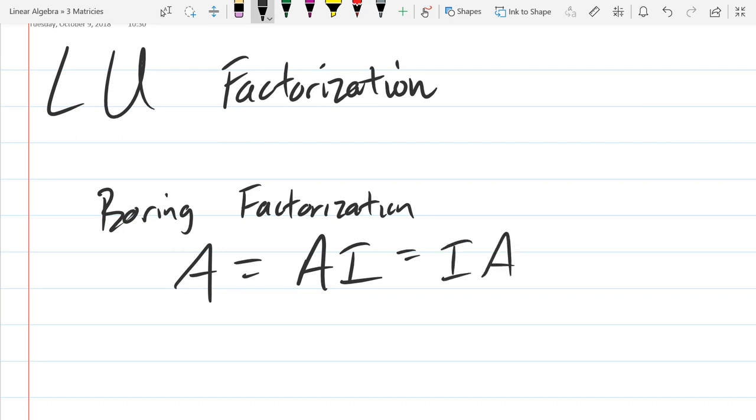And of course, we can factorize it the other way. So who cares? This is too easy.